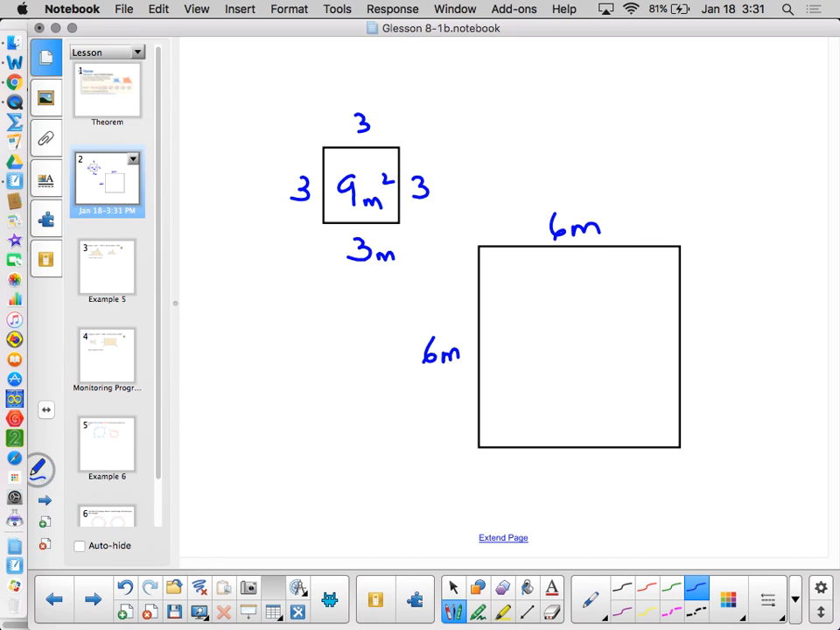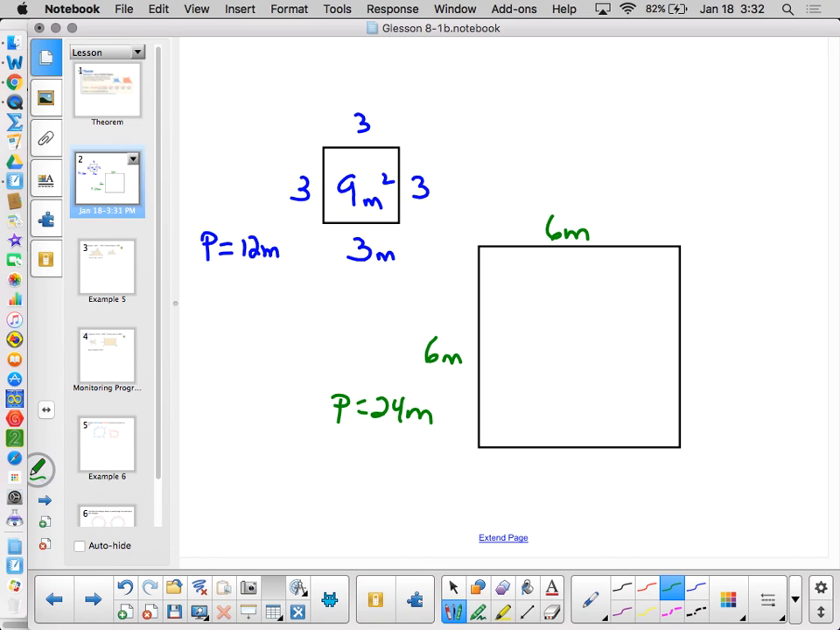Now, we know the perimeter of this square, in fact, I'll do this in a different color. Here we go. The perimeter is 3, 6, 9, 12, or 12 meters. Since this is twice as long, I know the perimeter is also twice as much, so the perimeter of that square has to be 24 meters. And 6 plus 6 plus 6 plus 6 is indeed 24.